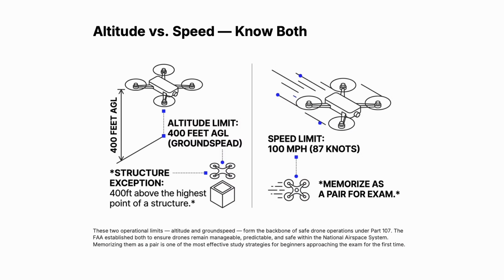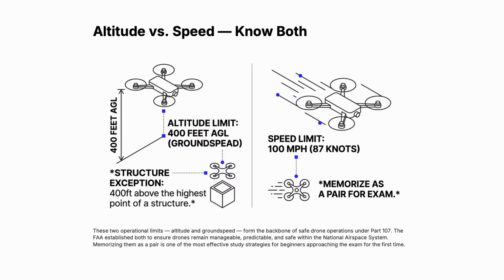Let's pause for a second and connect these last two rules. Altitude and ground speed are really two sides of the same coin. They're the operational limits that keep drones manageable, predictable, and safe inside the National Airspace System. The FAA didn't pick these numbers arbitrarily. They work together to keep low altitude airspace orderly.